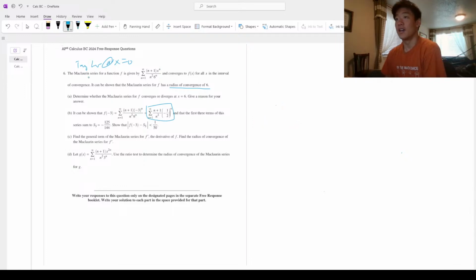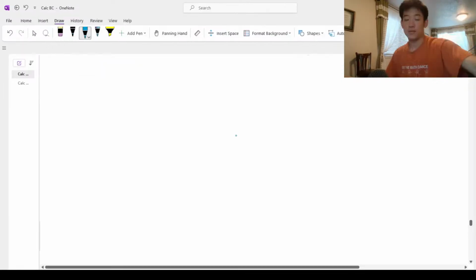Okay. We want the general term for f prime. Okay, so f prime of x equals the sum from n equals 1 to infinity. Taking the derivative of every term, this is a power rule. N plus 1, and then this n coming down here is going to cancel with an n squared. So that's going to leave us with n times x to the n minus 1.